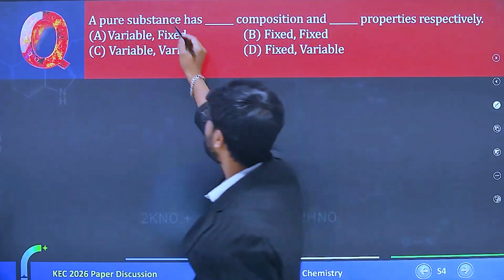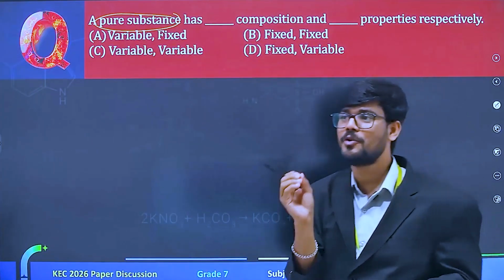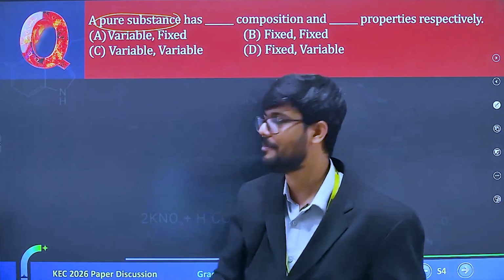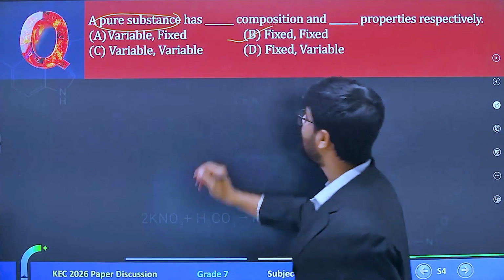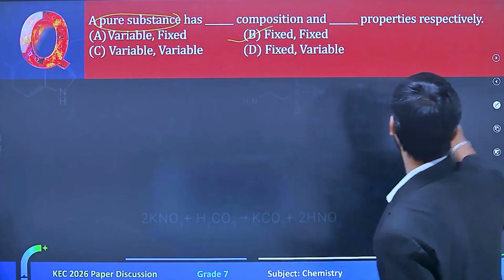A pure substance, this one also we discussed, direct question came. For a pure substance we have fixed composition and fixed property, right? So B will be the correct answer here, direct question.